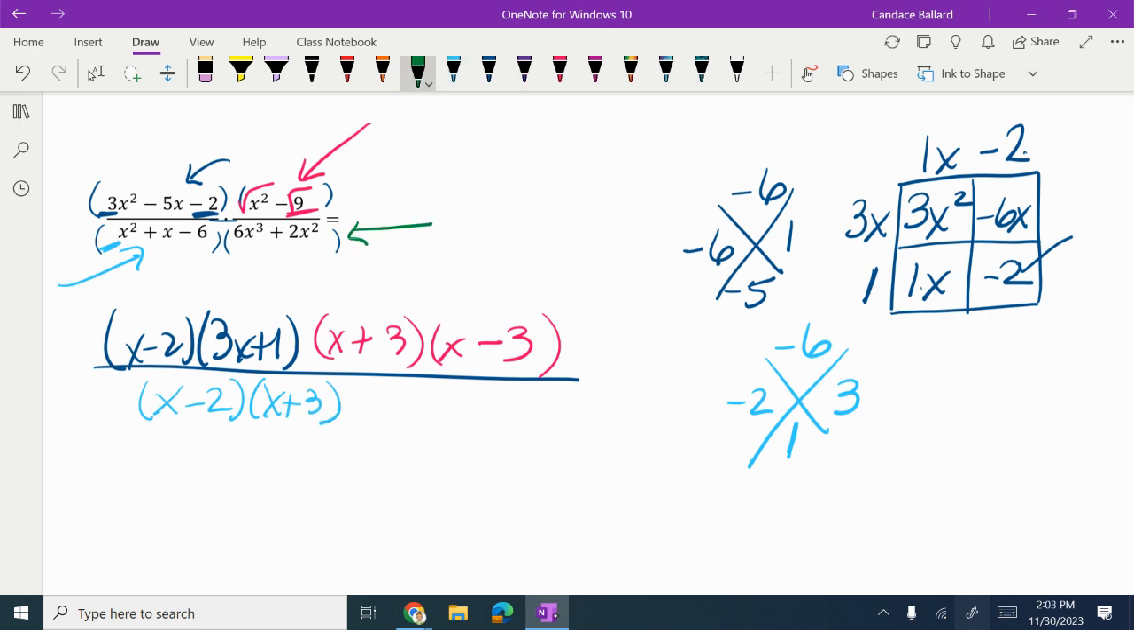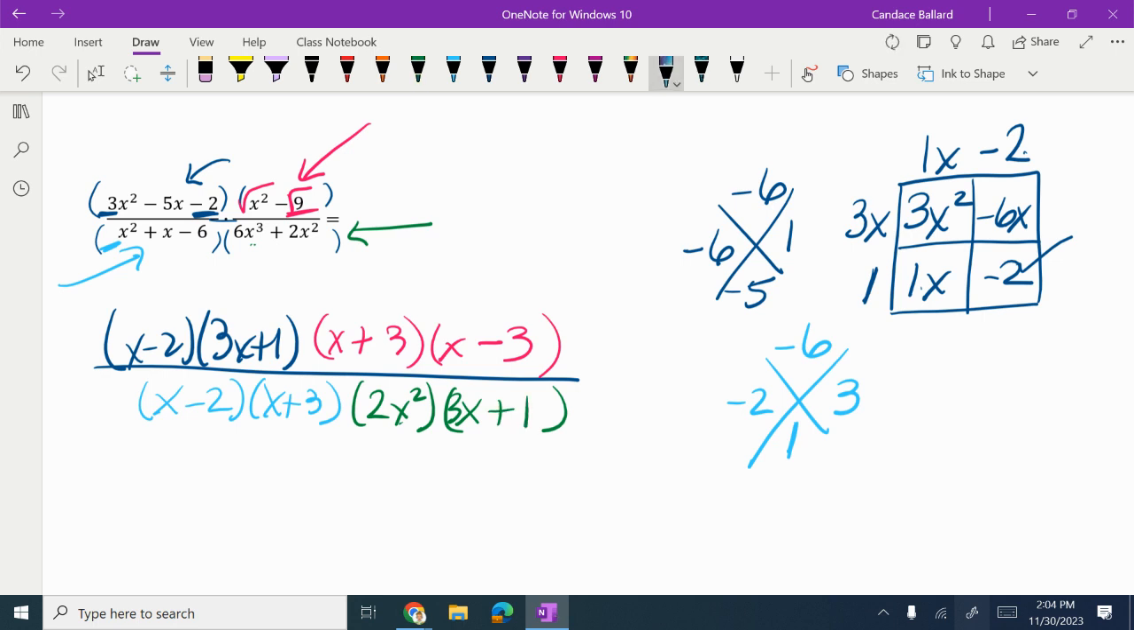Finally, we're here. I notice it's two terms, so I'm going to start by looking for a greatest common factor. I notice that I can take out a 2x squared, and that leaves behind, when I divide 2x squared into 6x cubed, I just would get 3x. And then when I divide 2x squared into 2x squared, I get 1.